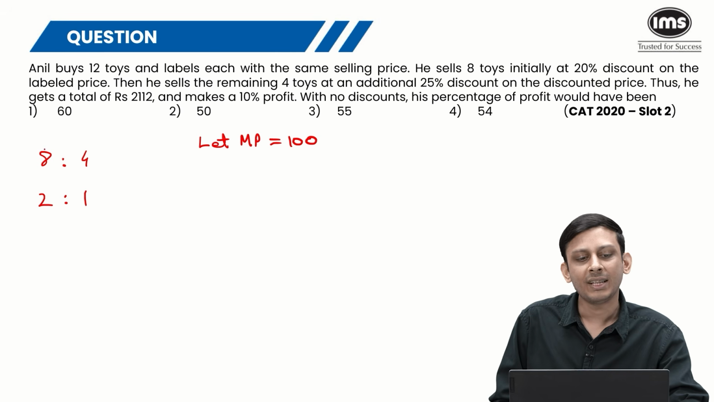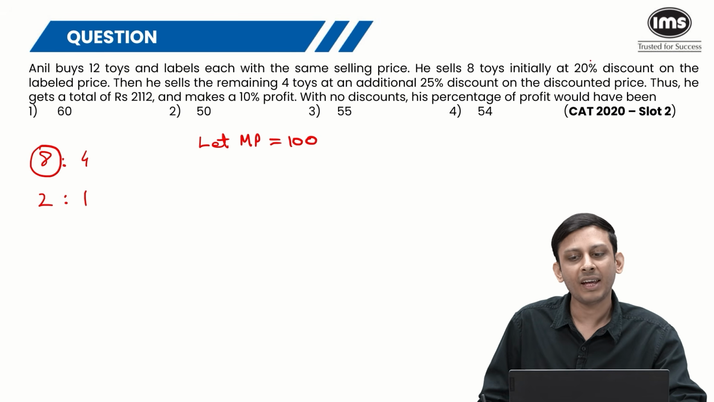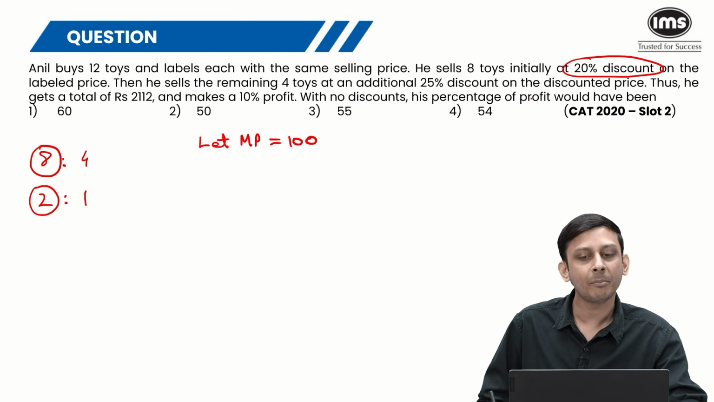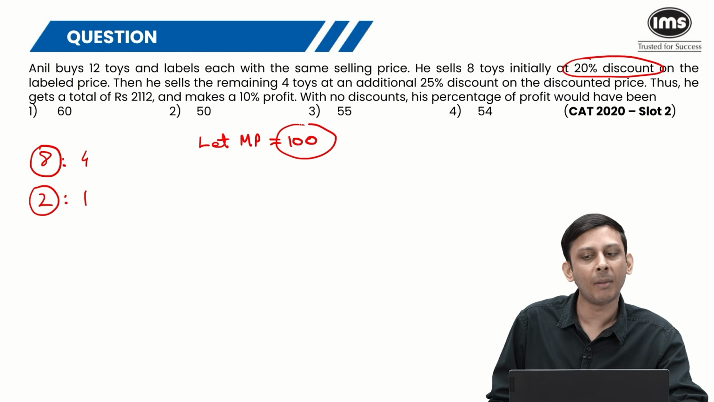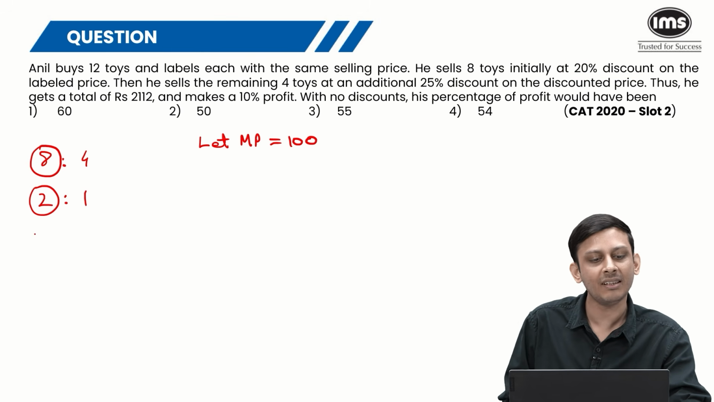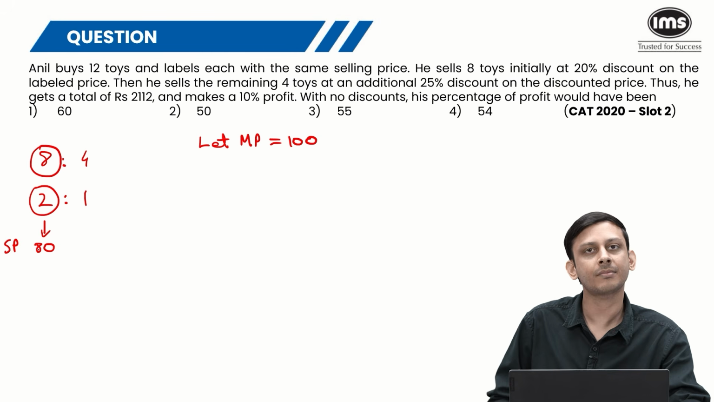Now, for these 8 toys, initially we have 20% discount. So for these 8 toys, instead of which we are using 2 toys, the selling price would be 20% less than the marked price of 100. 20% less than 100 would of course be 80. So here we would get selling price of 80.